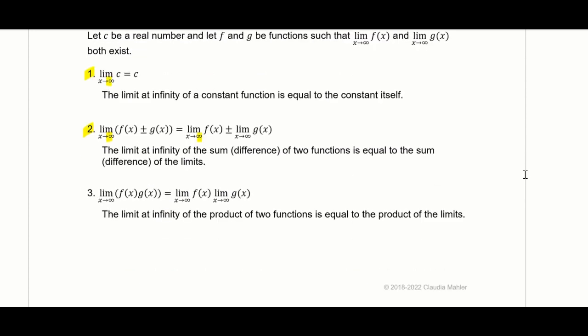Same thing with our product. If we're taking the limit as x goes to infinity of a function times a function, the limit of that product of two functions is equal to the product of the limits. So breaking it up into the limit of each piece of the product. Another one that we've seen before.